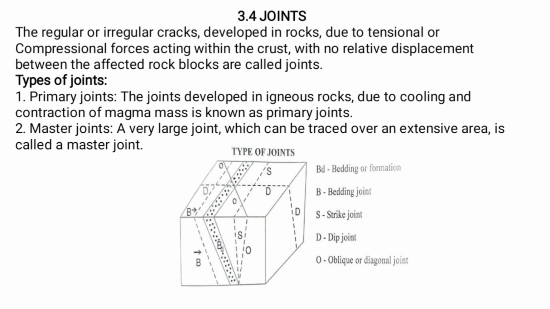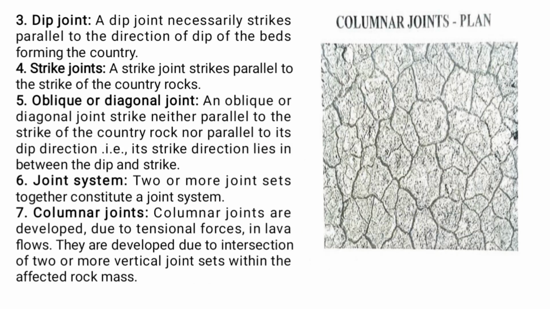The master joints are very large joints which can be traced over an extensive area. The diagram of the types of joint is given. Dip joint necessarily strikes parallel to the direction of dip of the bed forming the country rock. Strike joint strikes parallel to the strike of the country rock.